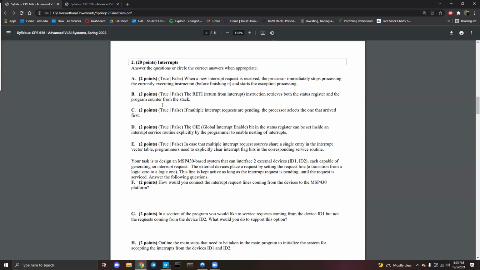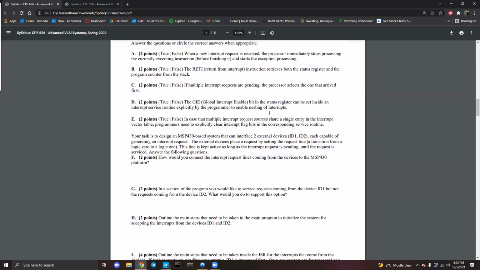Then we go down here. So it says your task is to design an MSP430 based system that can interface two external devices, each capable of generating an interrupt request. The external devices place a request by setting the request line, which is denoted as a transition from a logic 0 to 1. So it's a rising edge. And then the line is kept active as long as the interrupt request is pending until the request is serviced. Answer the following questions. How would you connect the interrupt request lines coming from the devices to the MSP platform?